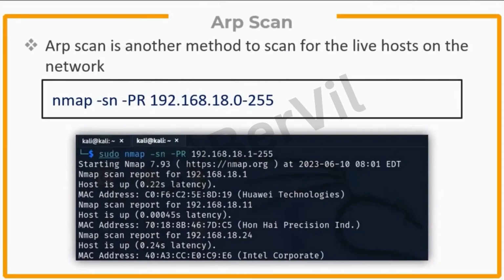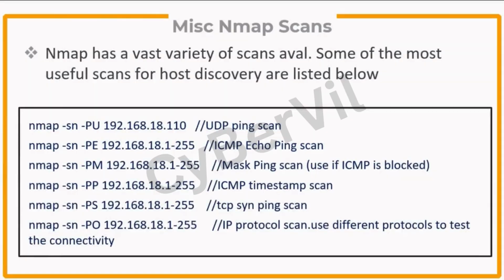ARP Scan is another method to scan for live hosts on the network. Just use the flag -sn and -PR and provide the IP range. Nmap also has a vast variety of scans available, and some of the useful scans for host discovery are also listed in the presentation. You can download the presentation from the Resources tab.